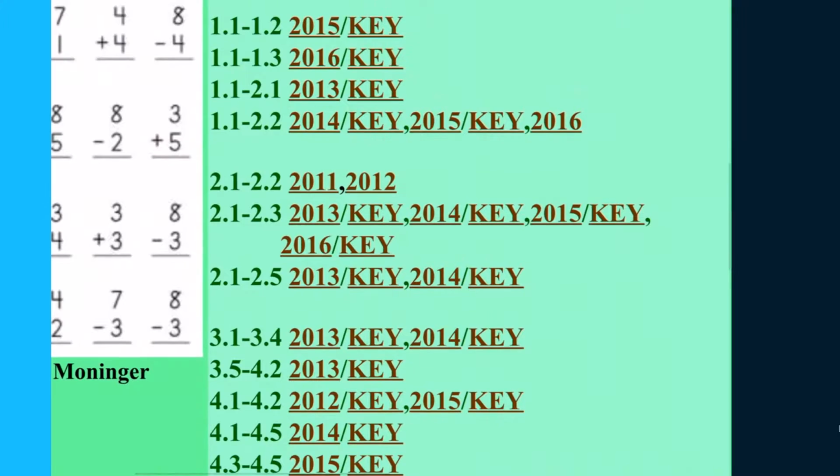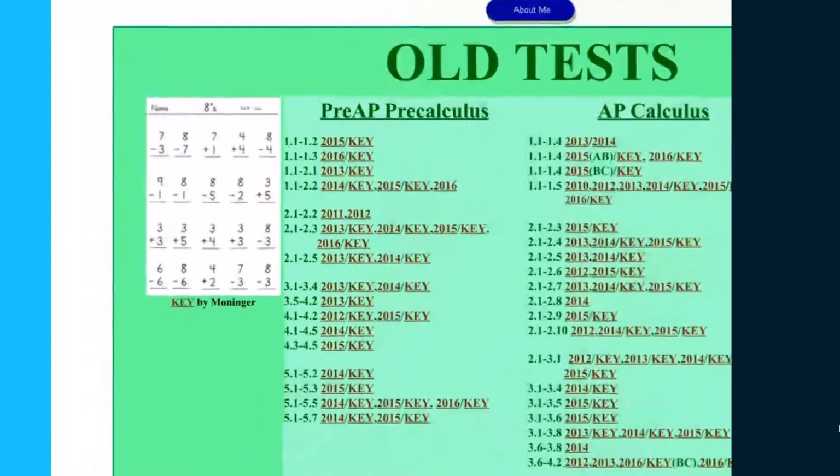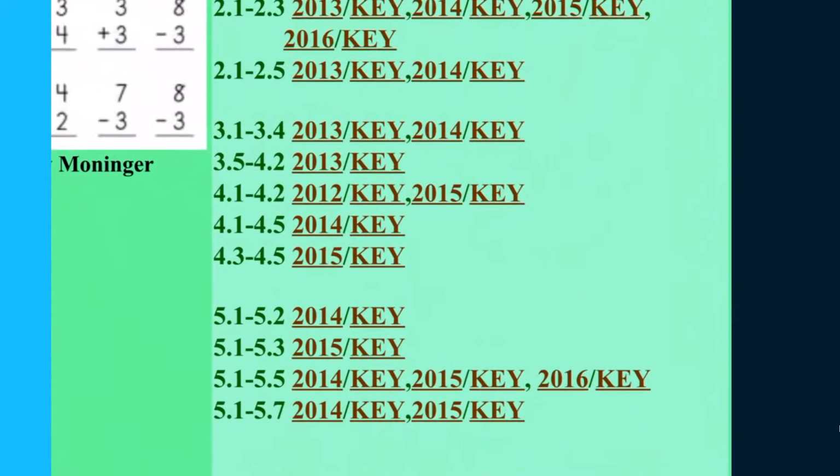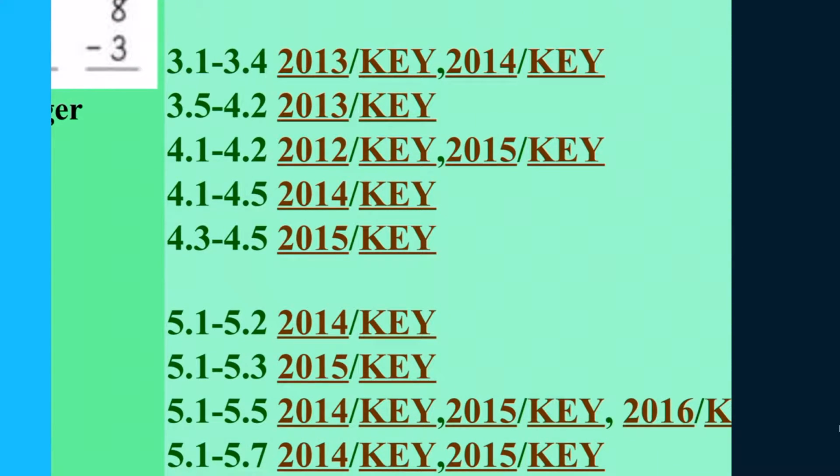All right. Y'all are doing 3-1. Y'all are the Precal here, and you're doing 3-1 to 3-2. But notice there is no 3-1 to 3-2. So there is a 3-1 to 3-4, and I just posted the key for the 2013 examination just last night. The 2013 and 14 tests are very similar.